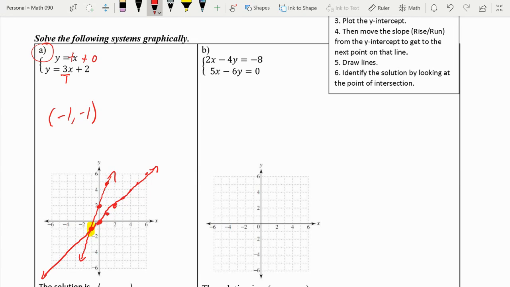Now, how could I verify? Do like we did above. Plug those points in, make sure the left side equals the right side. All right, I'm not going to do it, you do it. All right, with these two.